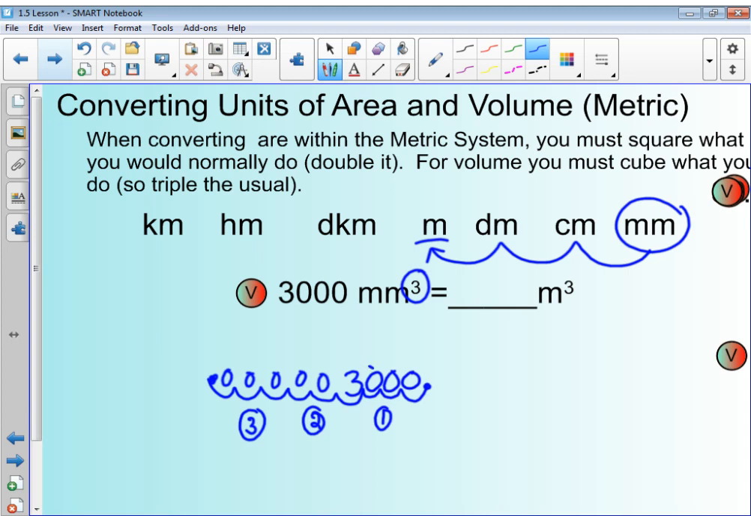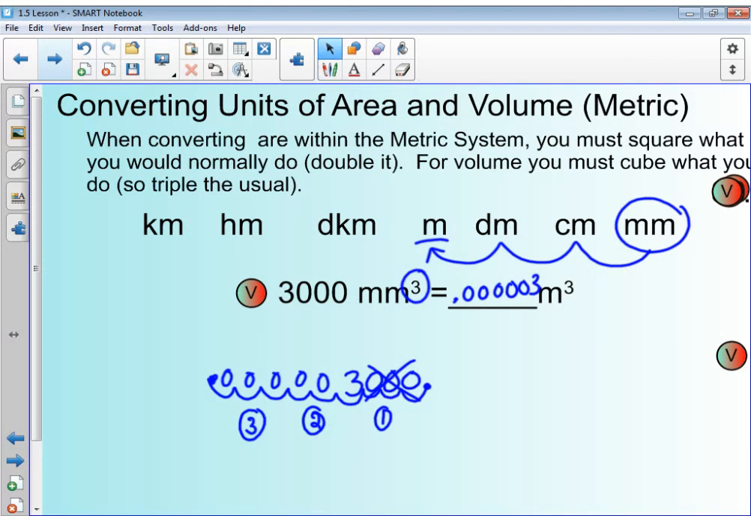So I can now cross these ones off. The ones behind a decimal are just extra zeros. So my final answer is that 3,000 millimeters cubed is the same as 0.000003 meters cubed. So you ended up with 5 zeros between your decimal and your 3.